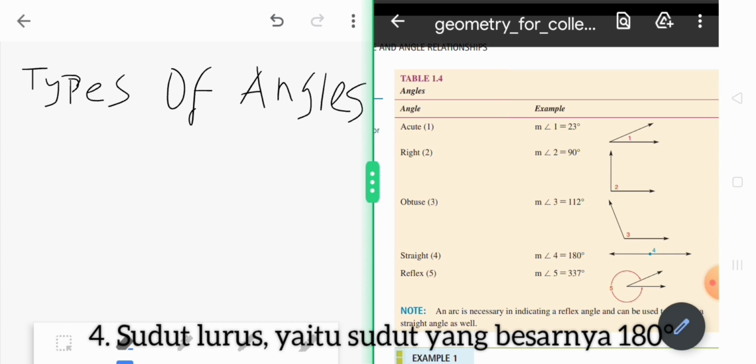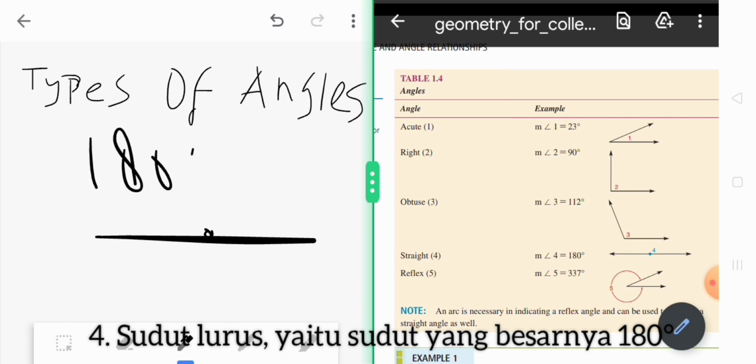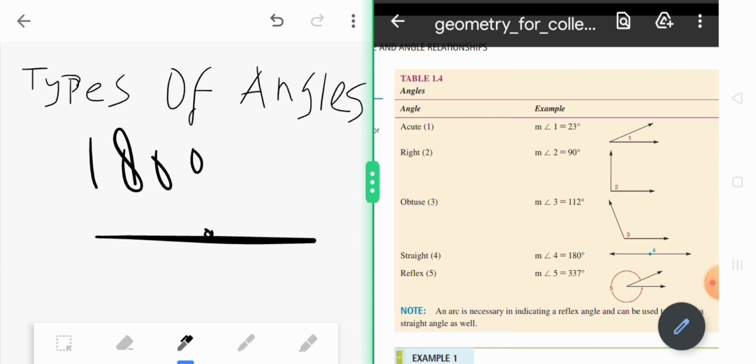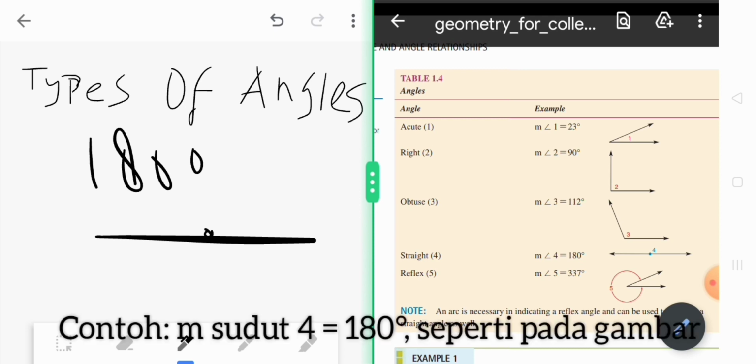4. Straight angle. Straight angle, namely an angle of 180 degrees. Example: m angle 4 is equal to 180 degrees as in this picture.